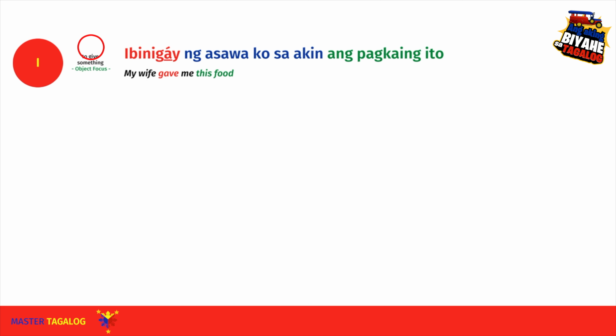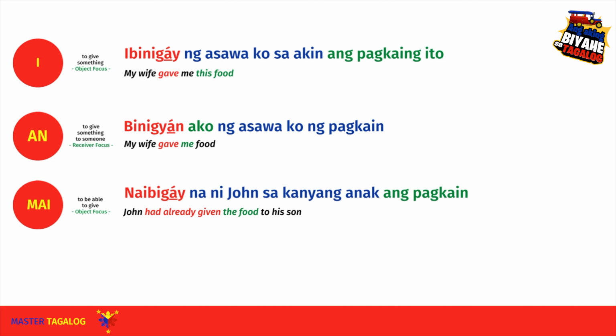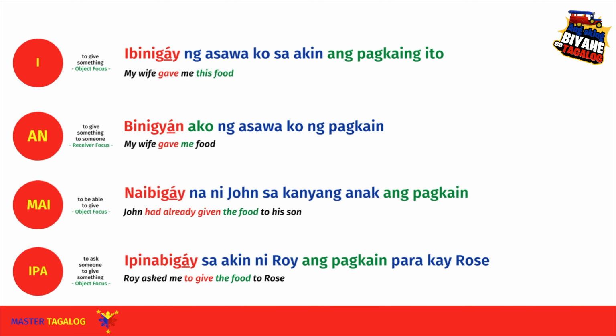Ibinigay ng asawa ko sa akin ang pagkain ito. My wife gave me this food. Binigyan ako ng asawa ko ng pagkain. My wife gave me food. Naibigay na ni John sa kanyang anak ang pagkain. John had already given the food to his son. Ipinabigay sa akin ni Roy ang pagkain para kay Rose. Roy asked me to give the food to Rose.